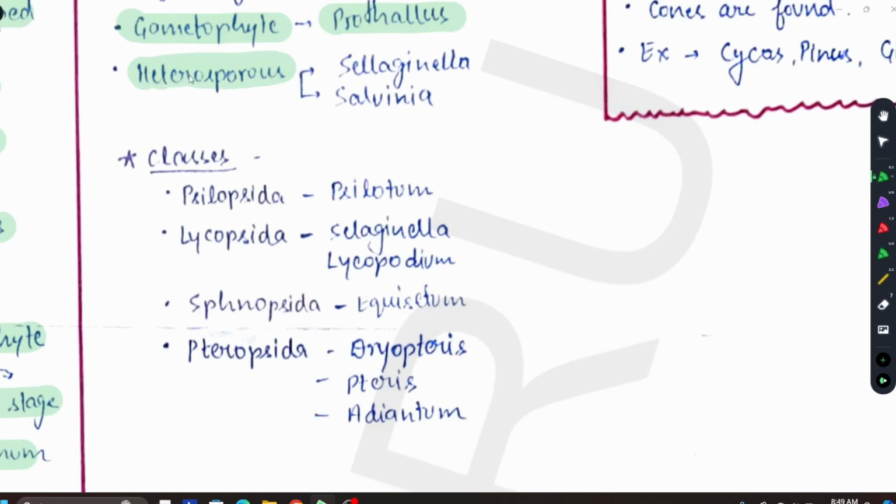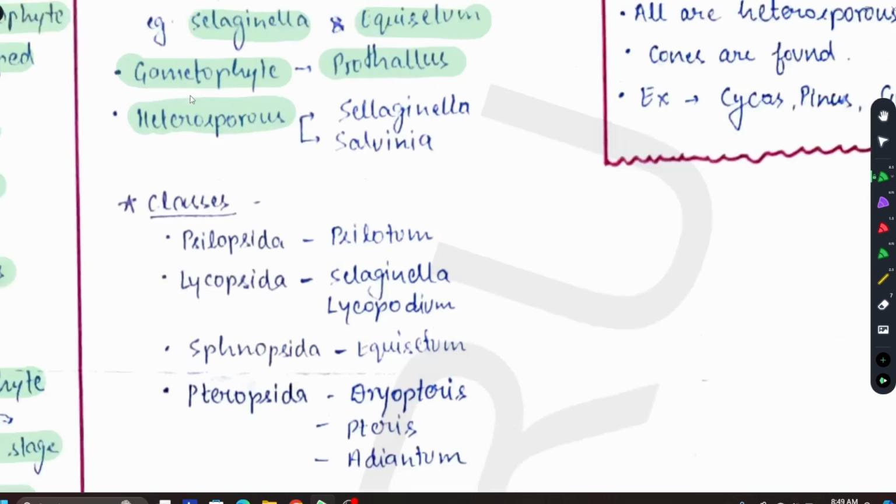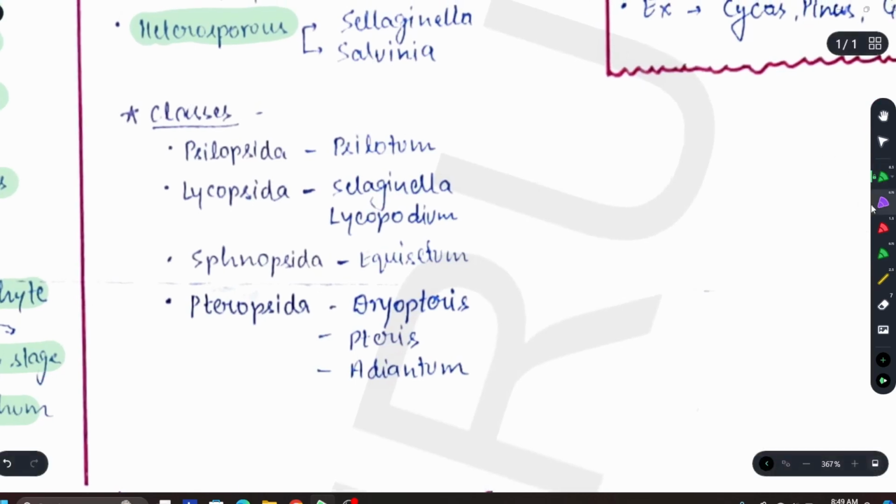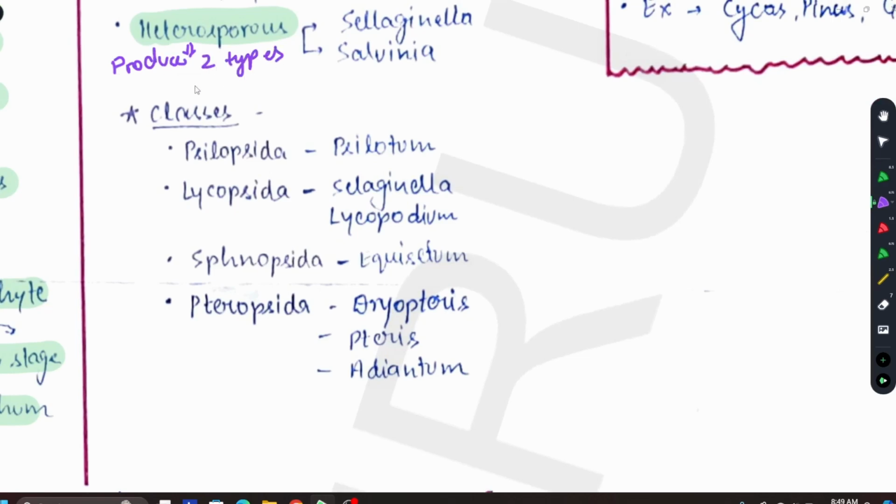Heterosporous: not all, but many pteridophytes are heterosporous, that is, they produce two types of spores. What is heterosporous? Producing different types of spores, or you can say two types of spore. That's why we call them heterosporous. Examples are Selaginella and Salvinia.